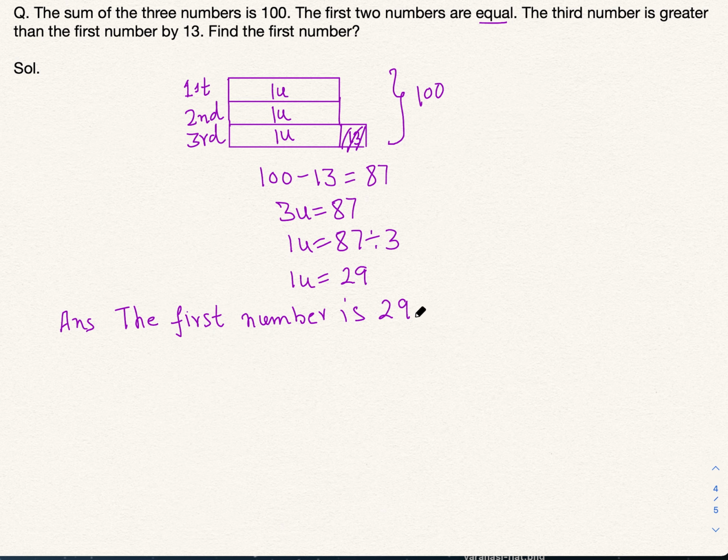So what do you think? What would be the answer? So again, same as the first number, 29. Let's say if they've asked what is the third number, still very easy. It should be 29 plus 13, right? So yeah, you can find any of the three, right?